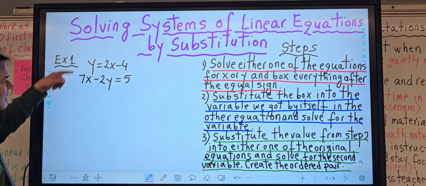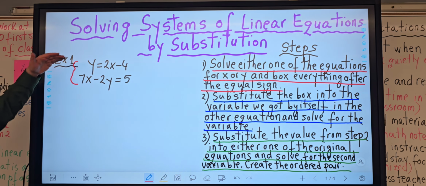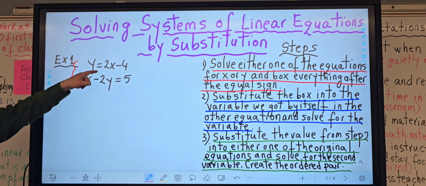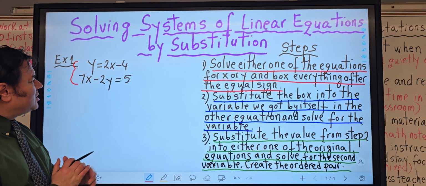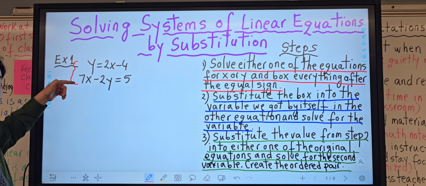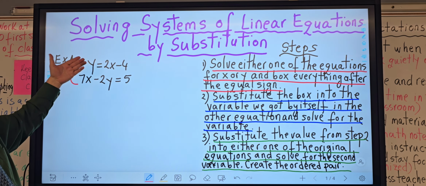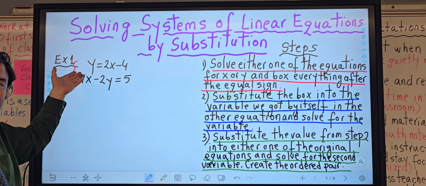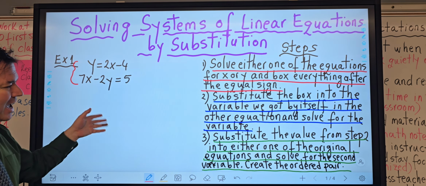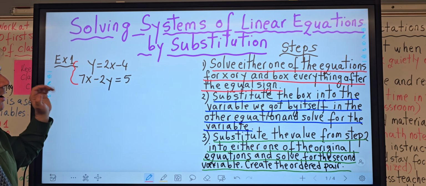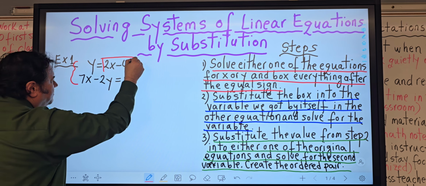So we are looking at the system of linear equations, and we need to solve either for x or for y in either one of those two equations. If you take a look at this system, we see that the first equation is already solved for y because y is by itself. Y equals 2x minus 4. And now we need to box everything that comes after the equal sign.